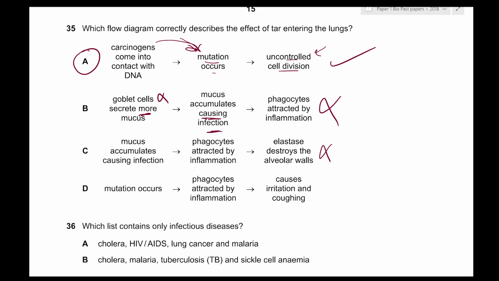D. Mutation occurs, phagocytes attracted by inflammation. Now, mutation has nothing to do with phagocytes. Phagocytes would accumulate in case of an infection, but mutations or cancers are non-infectious. Therefore, this is incorrect, and the answer must be A.